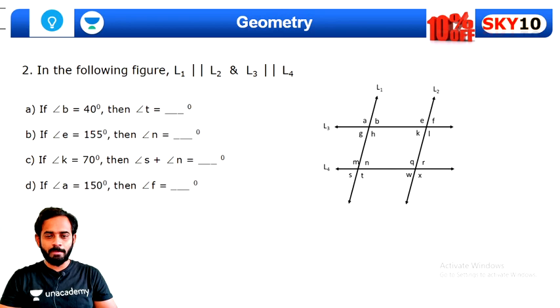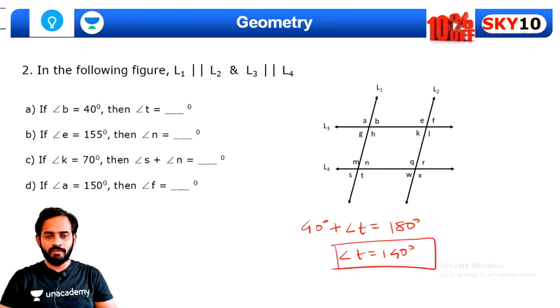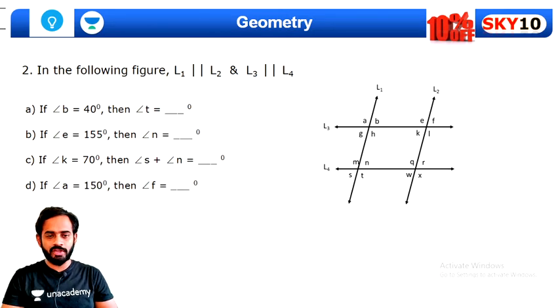Now we know that B and T are exterior angles, right? B and T are exterior angles for lines 3 and 4, and we know for exterior angles the summation is always 180 degrees, right? So 40 plus angle T will be equal to 180 degrees. So from here the value of angle T you will get, that is 140 degrees. So from here we got the value of T as 140 degrees.